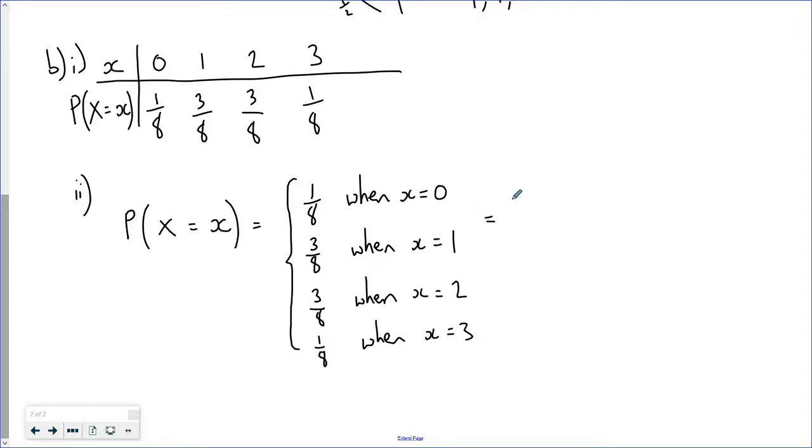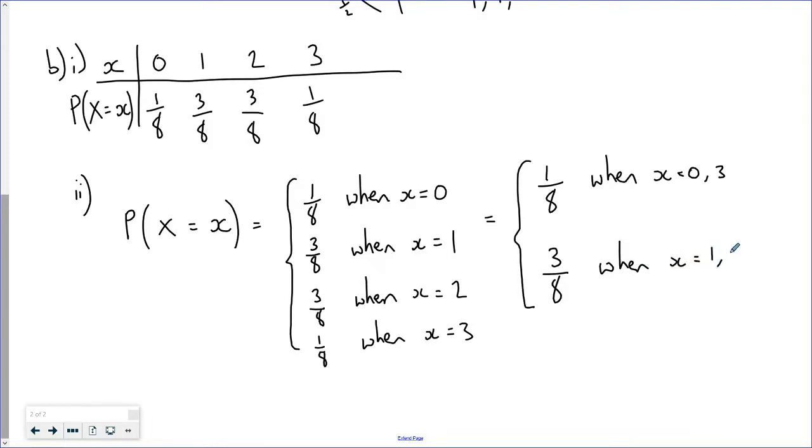Well, we could write this in a more compact way, actually. We could combine x equals 0 and x equals 3 into a single statement, because if I put x equals 0 or I put x equals 3, I get 1/8. So we could say that this is equal to 1/8 when x equals 0 or 3. And I could say that the probability is going to be 3/8 when little x equals 1 or 2.